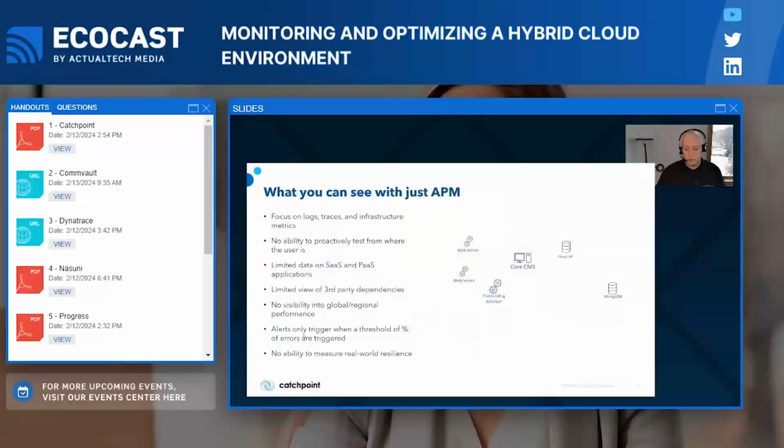And if they're only using application performance monitoring, this is all they can see. Their IT team is working on logs and traces to figure out infrastructure. There's no proactive testing. They've got limited visibility into third parties or what's going on with their SaaS and PaaS applications. They've got no view as to global or regional issues where things are, and they're only getting alerts if certain preset thresholds are triggered.